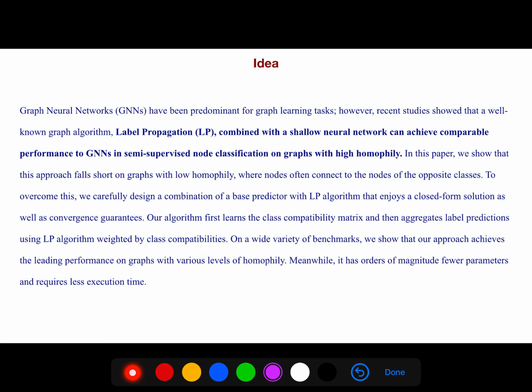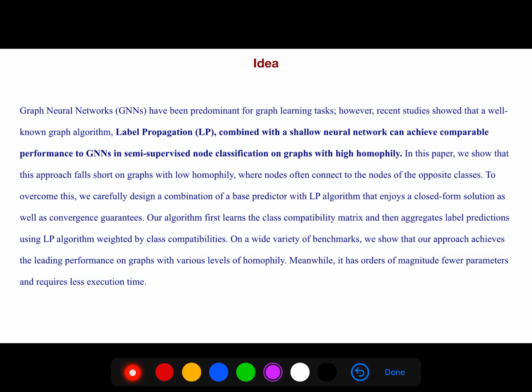Graph neural networks have been predominant for graph learning tasks. However, recent studies showed that a well-known graph algorithm, label propagation, combined with a shallow neural network can achieve comparable performance to GNNs in semi-supervised node classification on graphs with high homophily. In this paper, we show that this approach falls short on graphs with low homophily, where nodes often connect to the nodes of opposite classes.